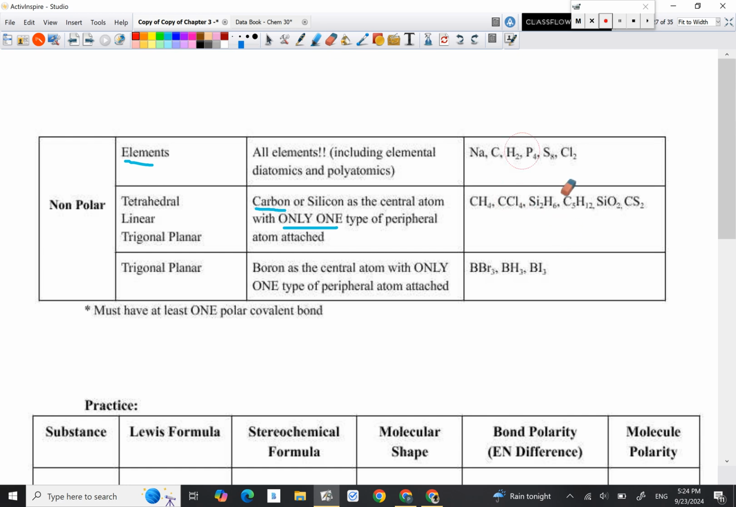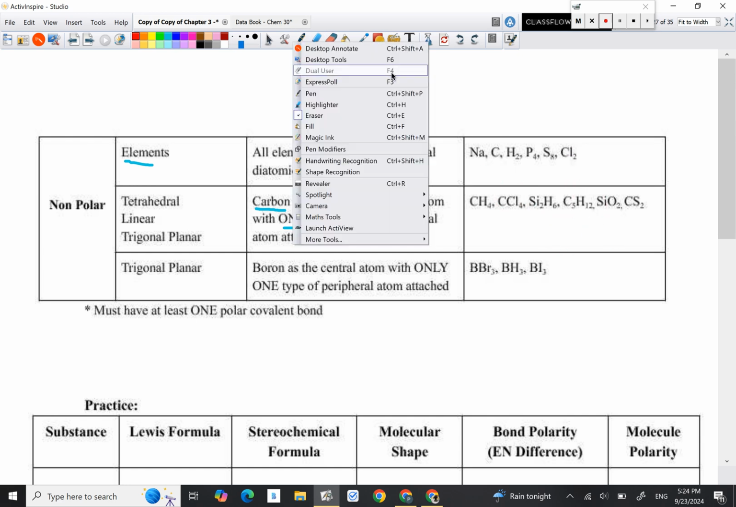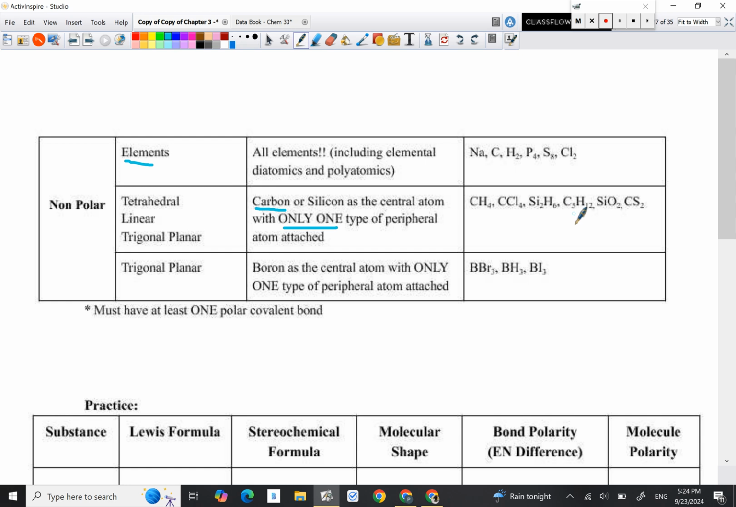And even this one right here, so C5H12. Yes, there's 5 carbons. They are all central atoms, right? This is the only peripheral, the hydrogen. So that will be non-polar.